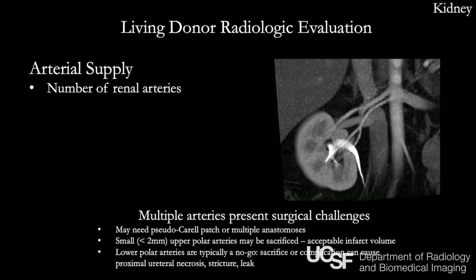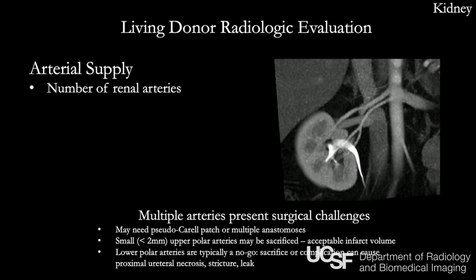Small upper polar arteries can be sacrificed, and by small, I mean usually less than 2 millimeters is what is acceptable to surgeons, because this will result in what they call an acceptable infarct volume here at the upper pole. It's usually 5 to 10, maybe even 15% of the graft itself.